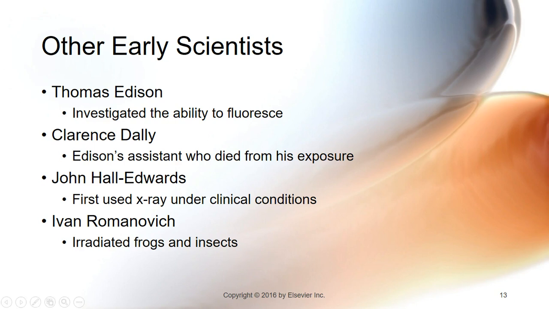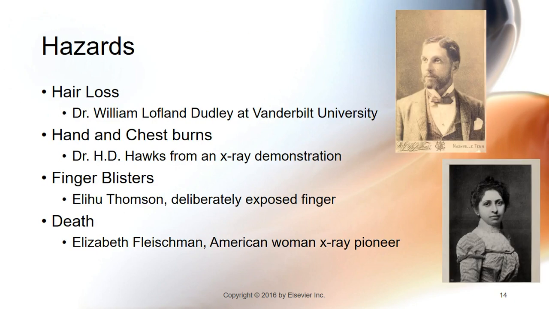So then there was another person right here, Ivan Romanovich, and this was in 1896, not long after Röntgen talked about X-ray. He radiated frogs and insects, and he actually put out there that not only did it photograph, but affected the living function of these frogs and insects. Now, it took them a while to realize the same effect to the frogs and insects were happening to people, and they didn't know that until these people came along.